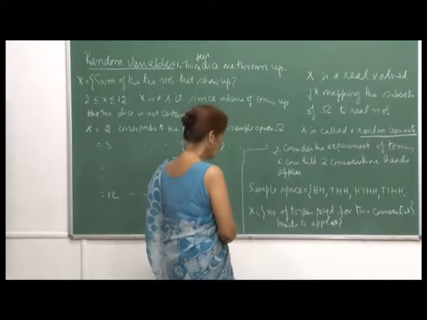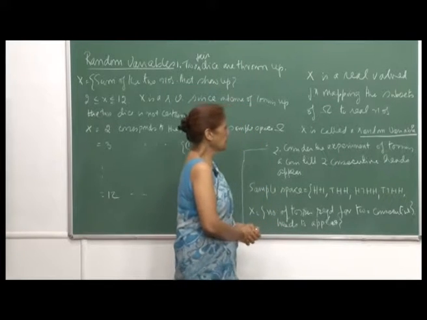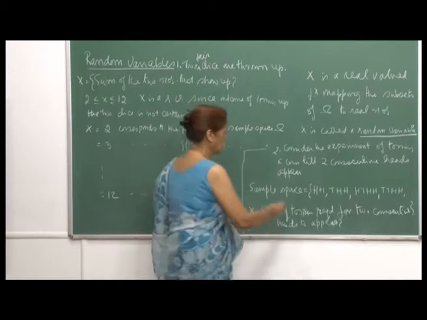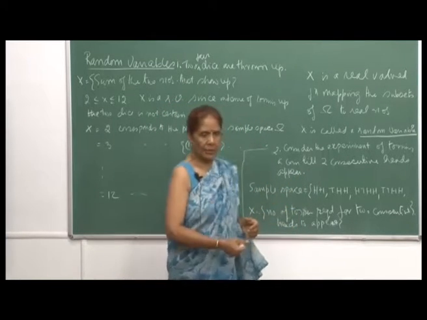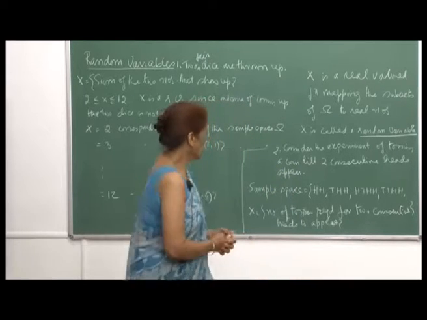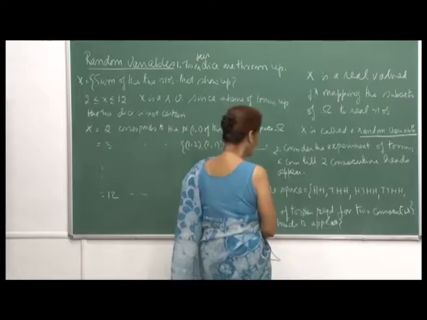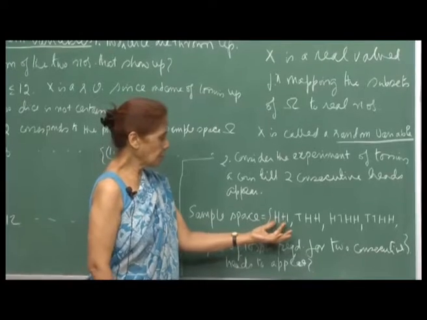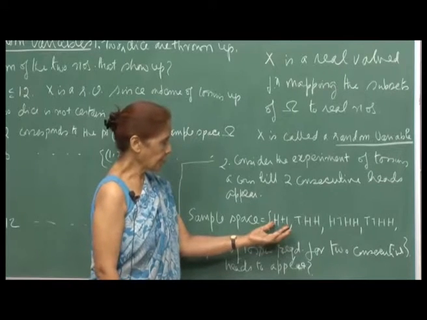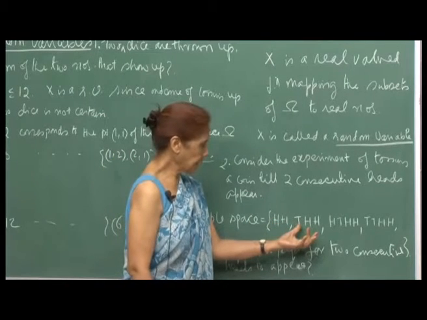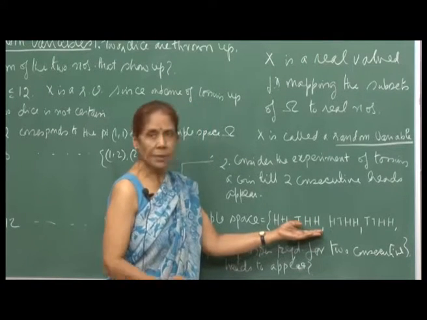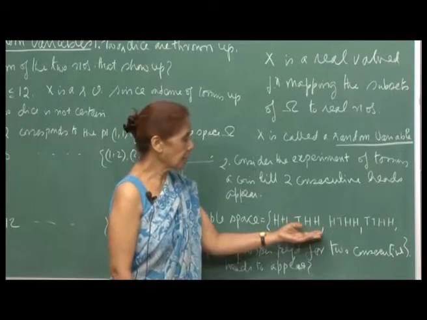Now, take another example. Consider the experiment of tossing a coin till 2 consecutive heads appear. I toss a coin and unless I get 2 heads consecutively, I will not stop. Now, the sample space: if it happens in 2 tosses, the outcome will be HH, and I will stop here. But if it does not show a head in the first trial, then it may show in the second and third. That means this will happen in 3 tosses of the coin, and so on.